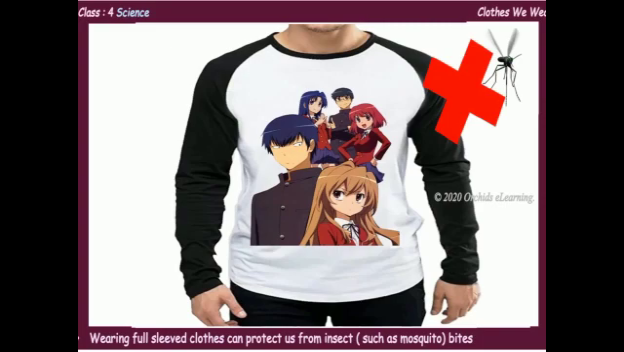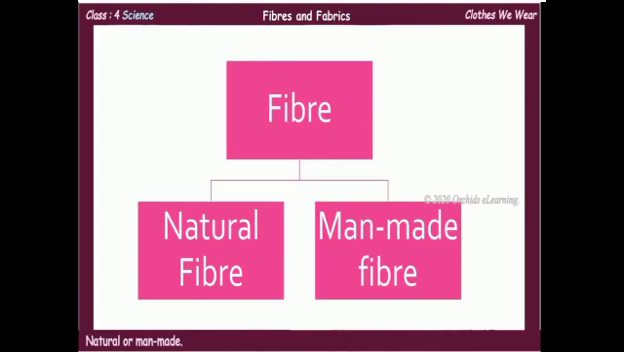So we need clothes. Dear students, fabrics are fibers, material for clothes. Clothes can be made from natural or synthetic materials. How many types of materials? Natural or synthetic materials. All clothes are made from fabrics.